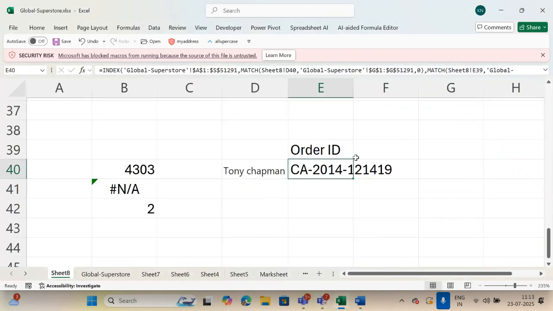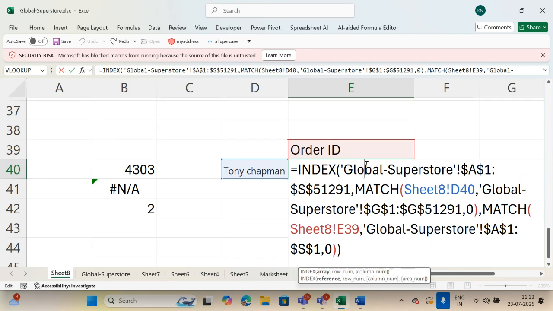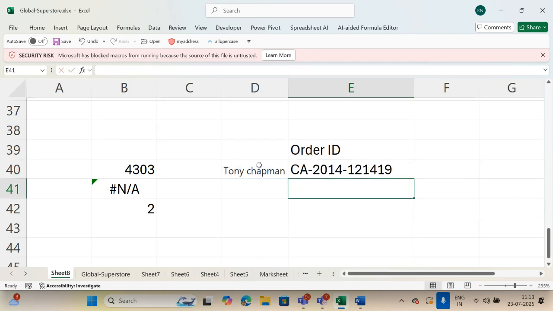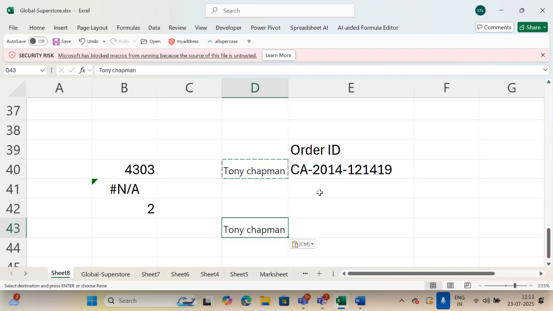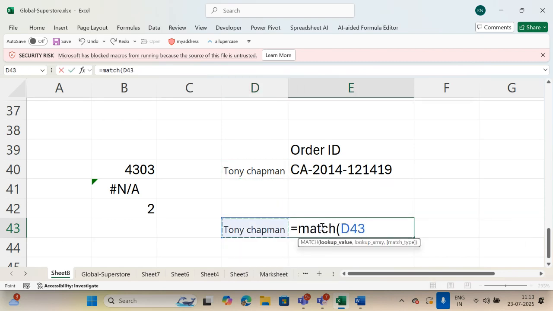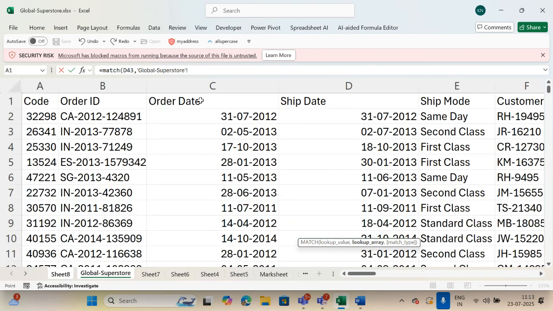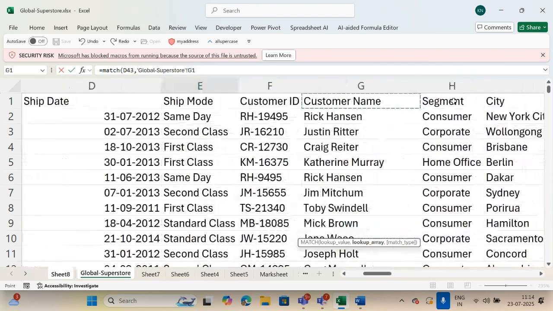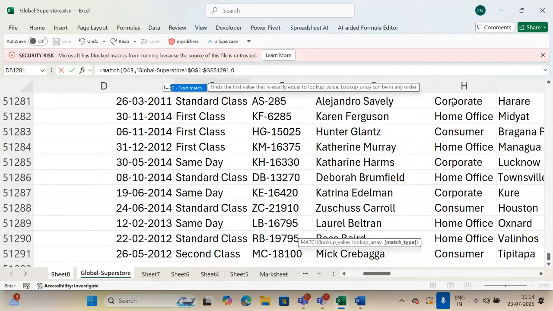See, the student, please take care. Every student, please understand. Whenever you want to find out the row number, for Tony Chapman, then in match the first is the lookup value. Then lookup array. Lookup array will be the customer name range, because I want to find out the row number. Whenever you want to find out the row number, the column range should be there.